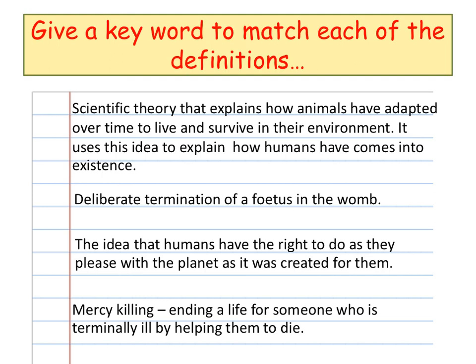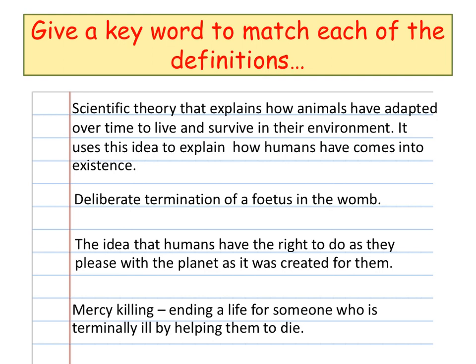All I want you to do, please, on your piece of paper is to write down the key word or key phrase that goes with each of the definitions that I read out. Number 1. A scientific theory that explains how animals have adapted over time to live and survive in their environment. It uses this idea to explain how humans also have come into existence.